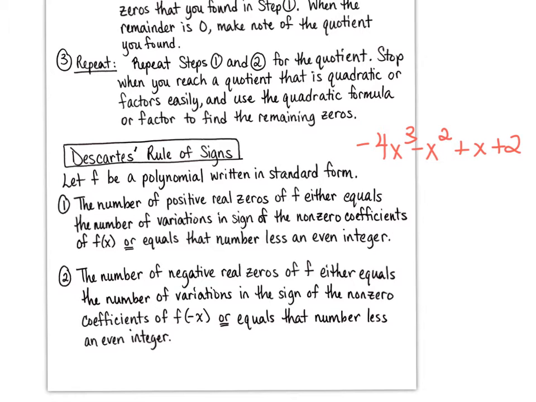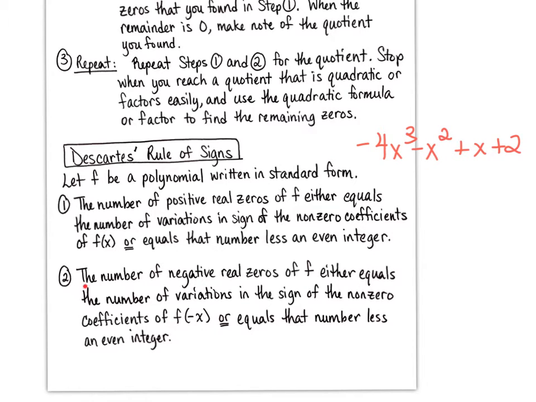So if we go back to this, it says the number of positive real zeros of f either equals the number of variations in sign of the non-zero coefficients of f of x. So here, it would be 1, or equals that number less an even integer. So we would subtract 2 from 1, but it doesn't really count because that gives us a negative, right? So we just have 1 or 0 here.